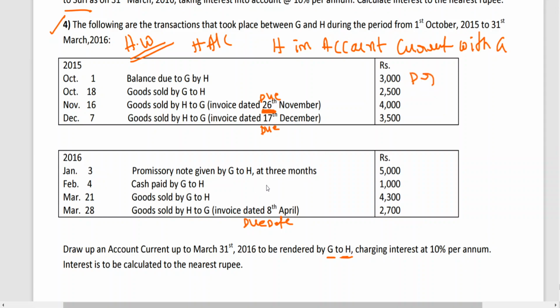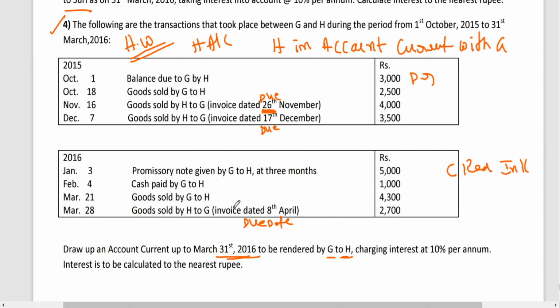Promissory note given at 3 months. January 3 months means February 3, March 3, April 3. So I think you are getting red ink here. Goods sold by H to G. Goods sold by H to G means invoice date 8th April. Okay, let me explain. We are having the other way.